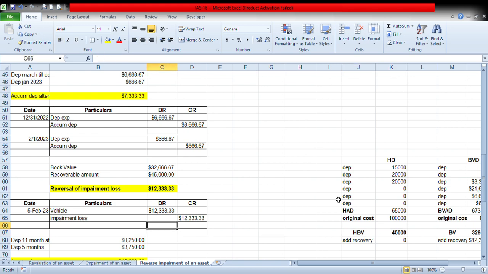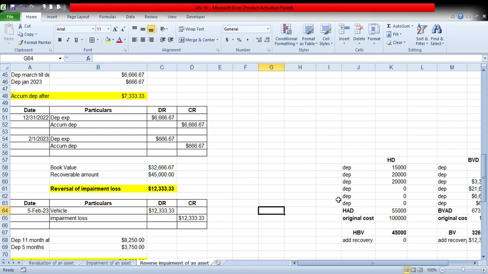Understand? So the book value should not exceed the historical book value. This is IAS 36, right? So we have to take 45,000, and this is the limit. 45,000 we can take. We can't take 80,000, right? So for the recoverable amount reversal, the recoverable amount is this 45,000, and the book value is this. So we can record 12,000 as reversal of loss, right?